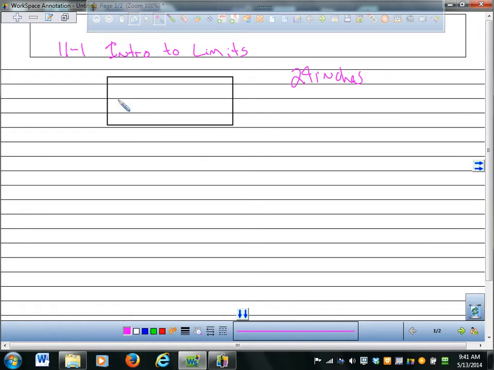If I call this side W, and this W, then I can relate the perimeter to L, calling these two sides L. But how could I get L in terms of the width? What do I know about 2L plus 2W? That equals 24, and I could solve for one of the variables. I'm going to solve for L. So 2L equals 24 minus 2W, and I divide by 2, I get L equals 12 minus W.